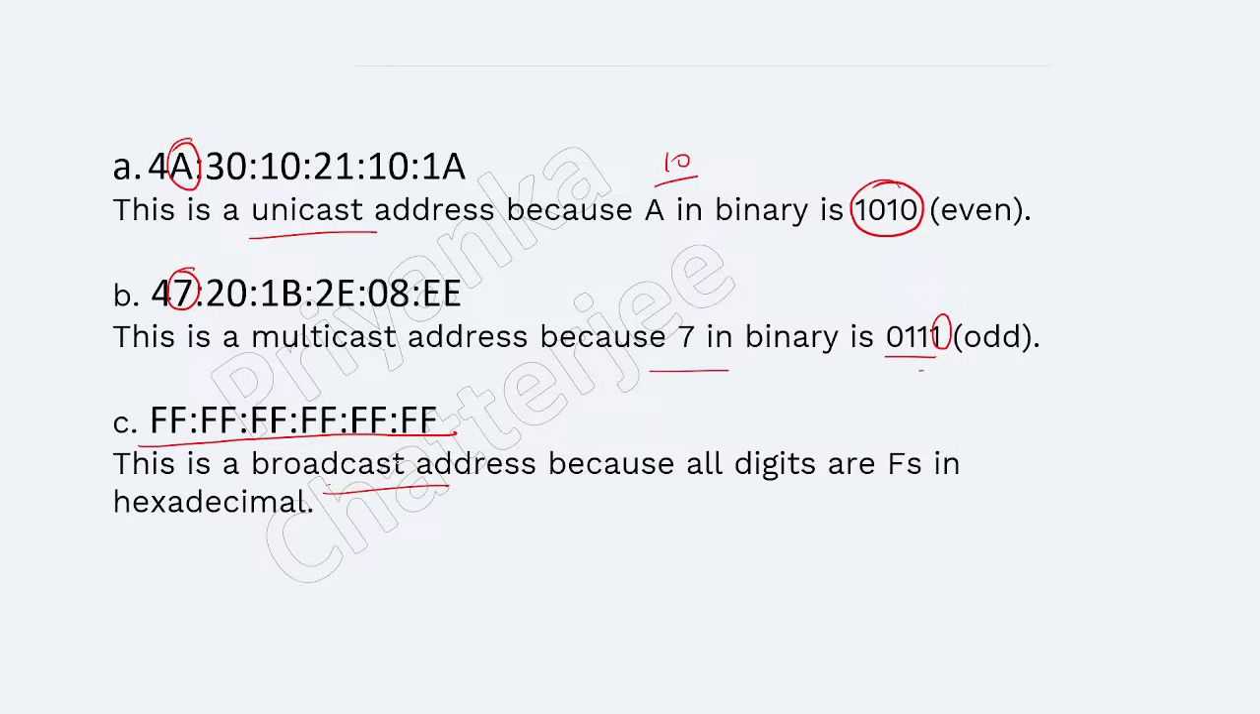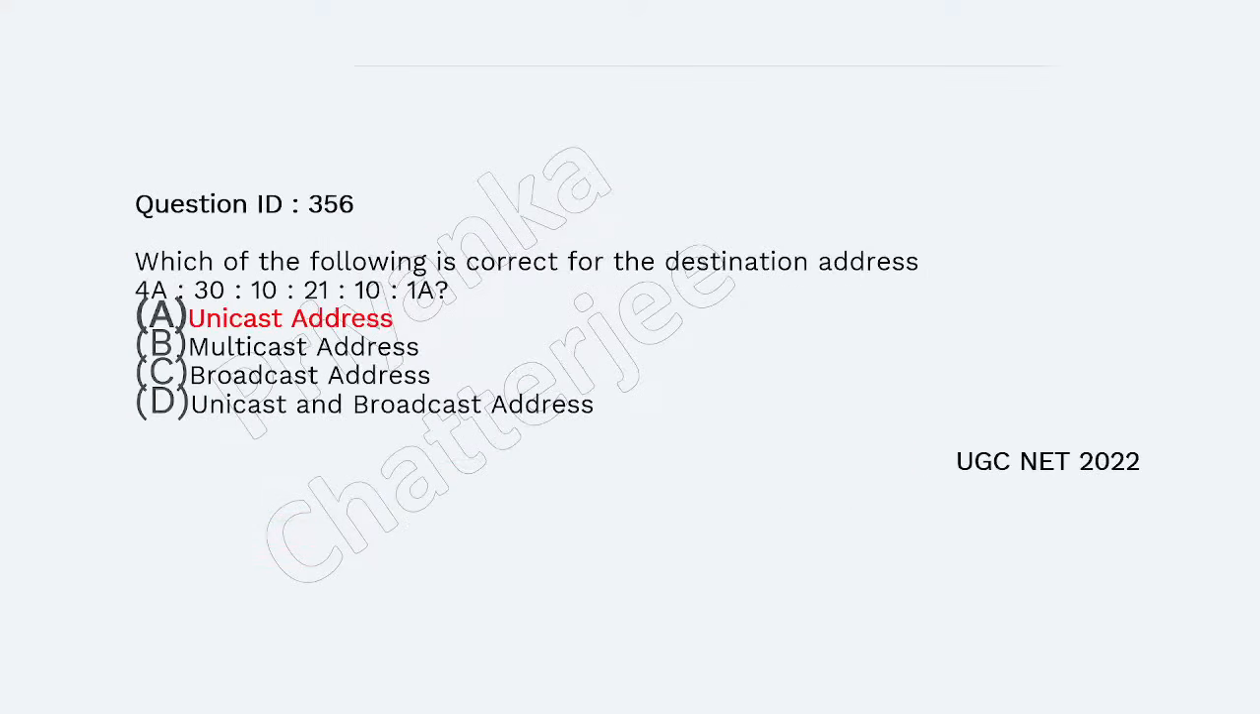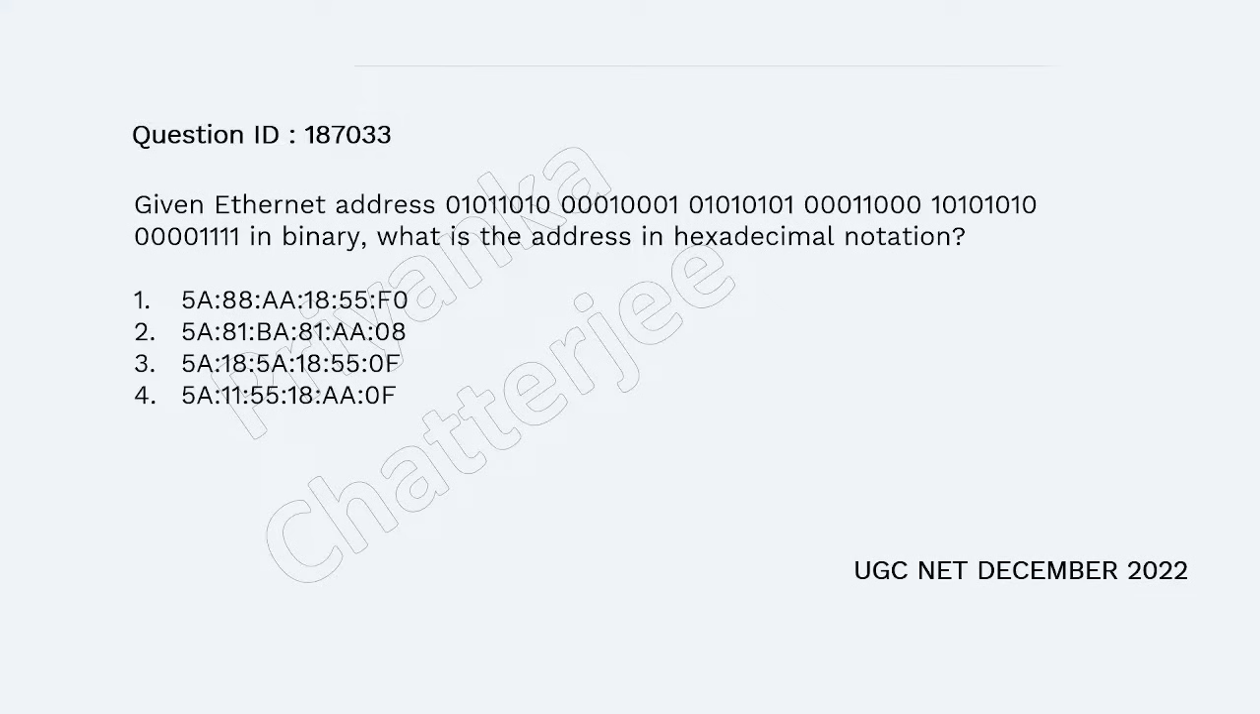Even the broadcast address can be all bits 1. That's why it is also multicast. Although it is broadcast, it is multicast also because this is an odd number. You can say that it is multicast and broadcast both. So every broadcast MAC address is multicast also, but all multicast is not broadcast. Clear? Yes. Clear to everyone? I hope so.